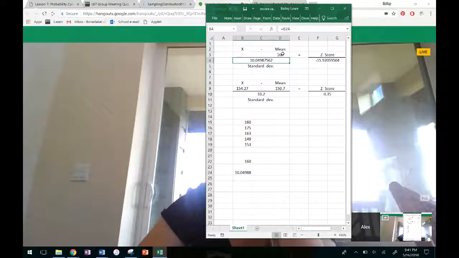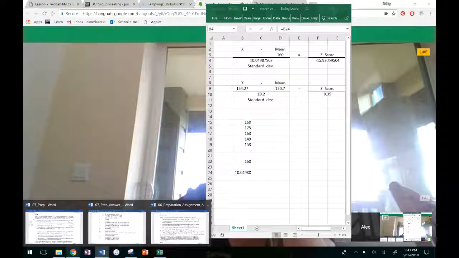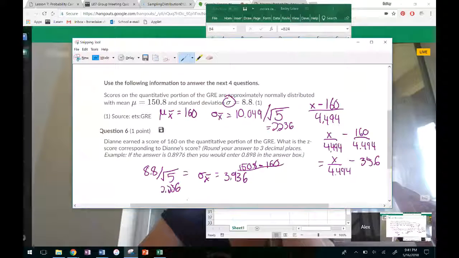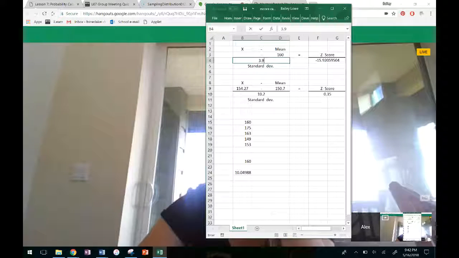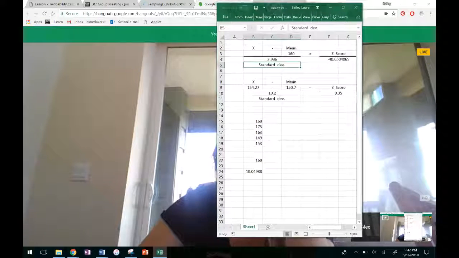Well, we've got 160, and then we've got the standard deviation. Except this standard deviation is 3.936. We still won't have X. So what I'm wondering is, did you have to put X in for your website thing?